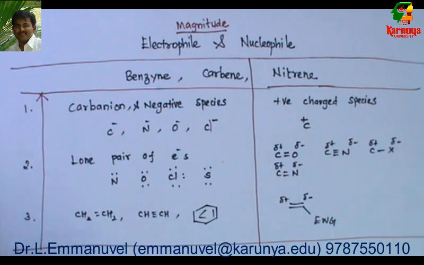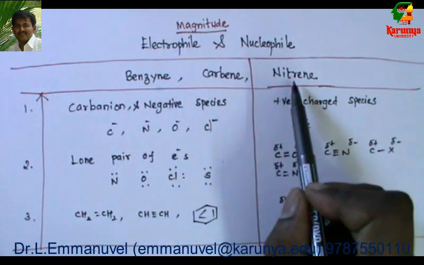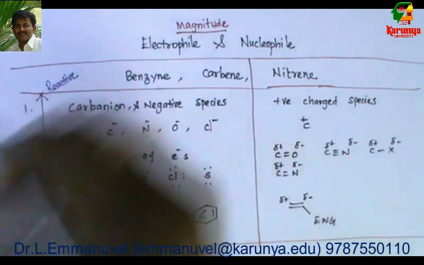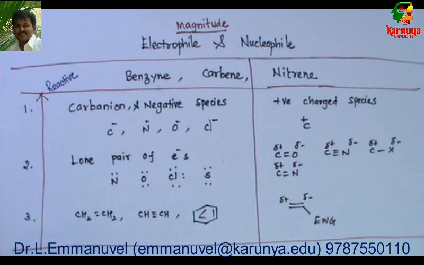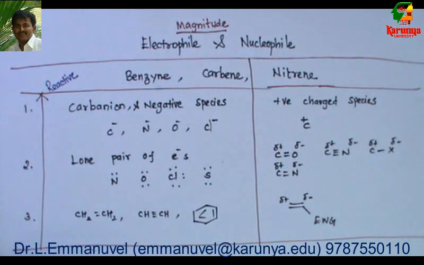Here I have given in the decreasing order of their electron density. In other words, I can say I have given in the decreasing order of their reactivity. That means these species, carbene, nitrene, they are highly reactive. They won't exist as such in the molecule, and in fact we cannot separate them. Then we have carbanion or negatively charged species. They are also highly reactive.